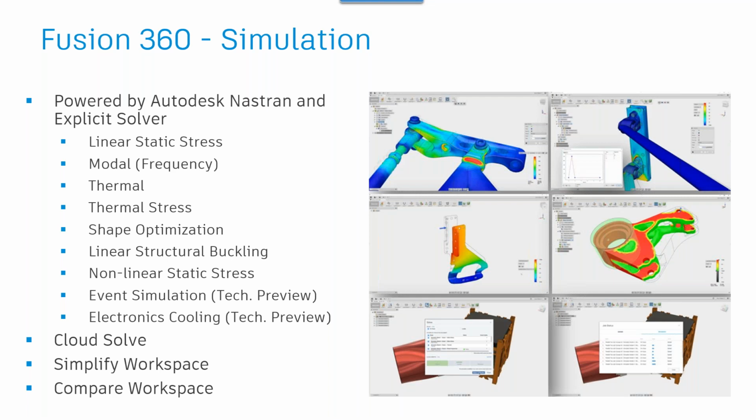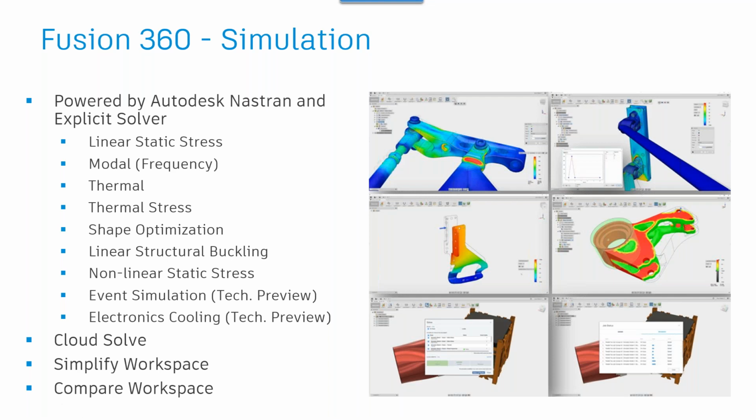And then I have advanced capabilities like buckling, nonlinear static stress, and event simulation. And recently, we have also added electronics cooling. So we are bringing more of the CFD aspect into the simulation workflows inside of Fusion 360. With Fusion 360, you get the ability to solve on the cloud so that you don't have to use your machine to run high computation simulations, as well as capabilities like Simplify Workspace and Compare Workspace.